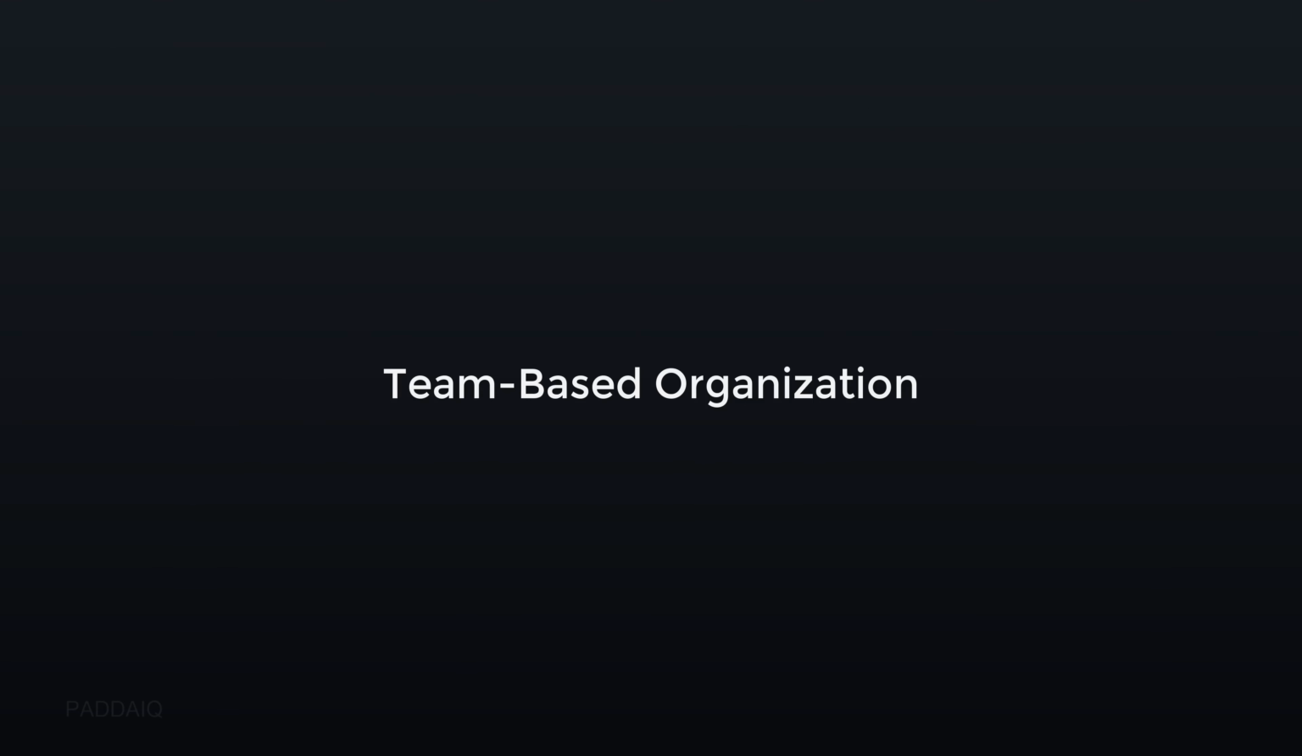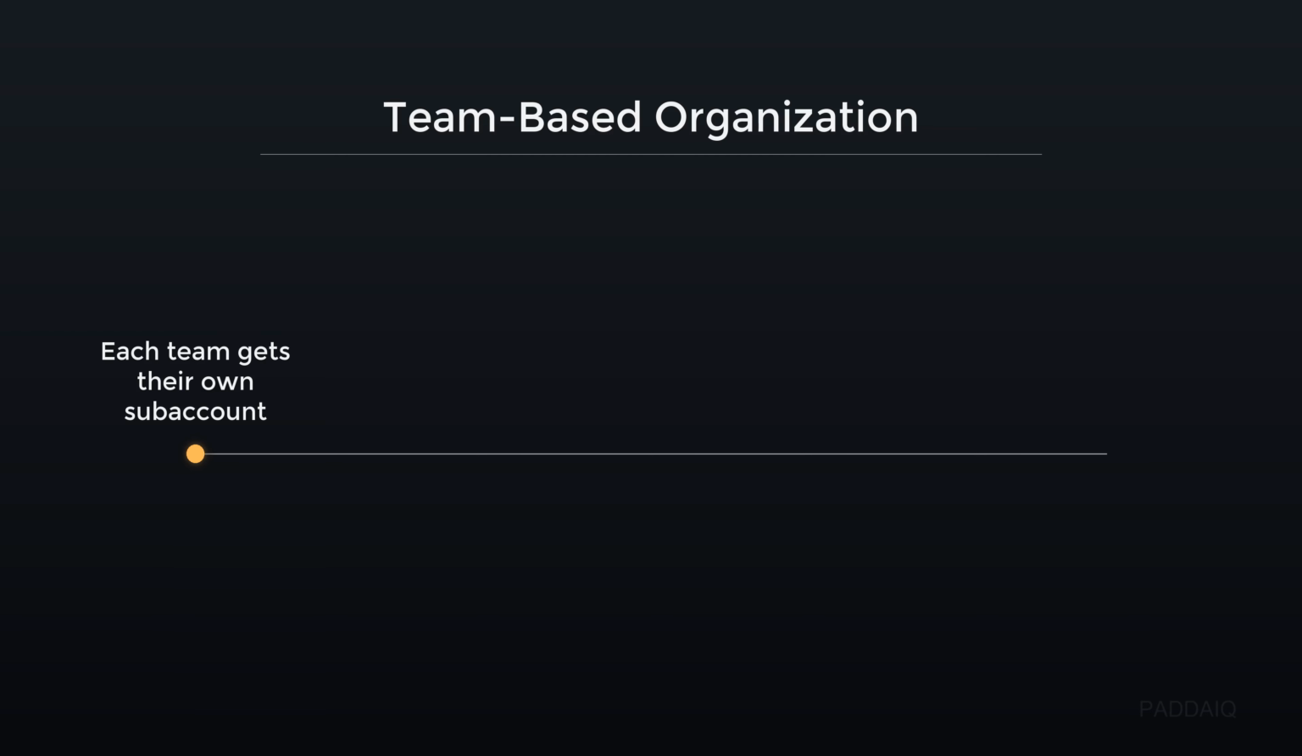Team-based organization. Each team gets their own sub-account. This means teams work independently in secure, dedicated spaces on SAP BTP without affecting others. For example, the sales team can develop customer apps while HR builds employee tools separately. This structure ensures focused development and clear ownership for every project.